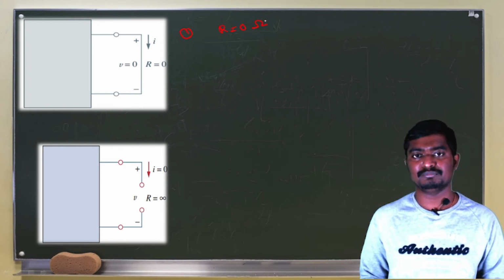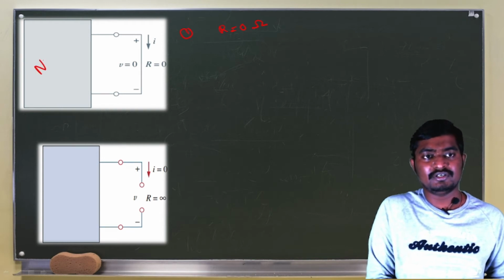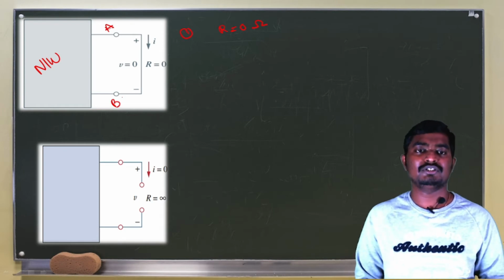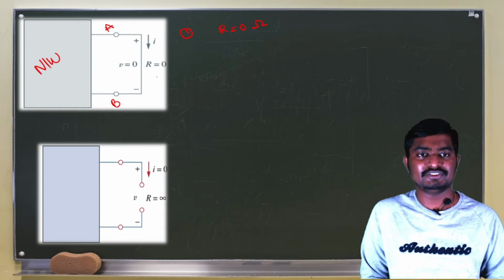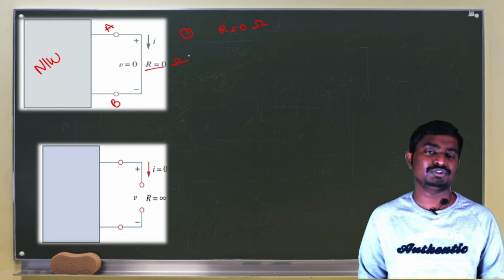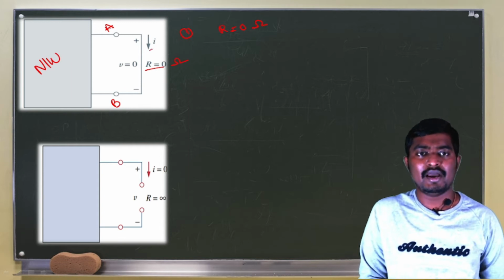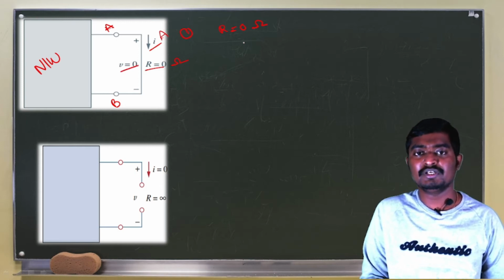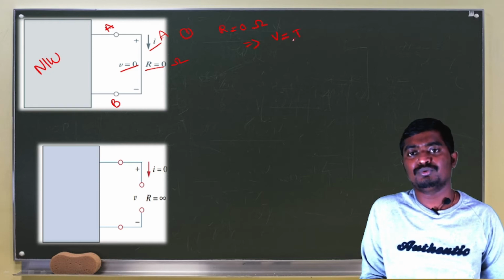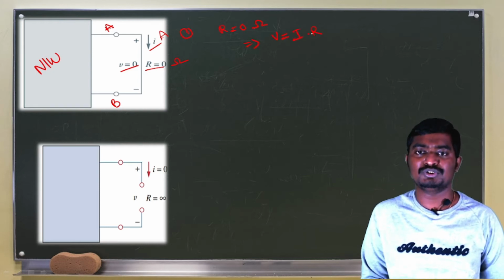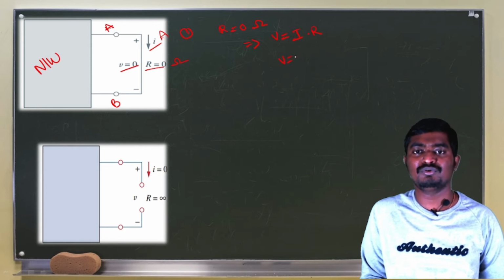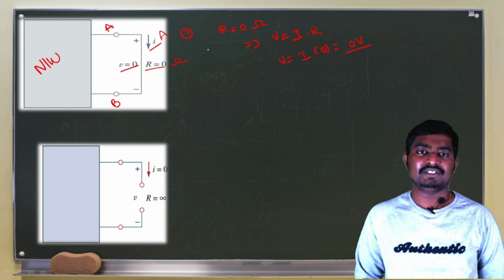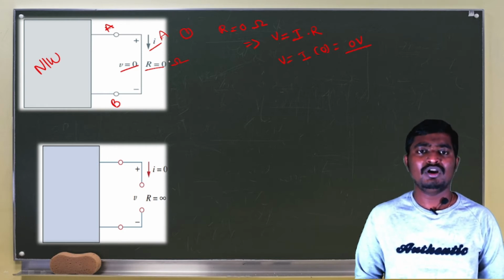Thus current is maximum. Let us consider a network. This is the network and its output terminals are A and B. Across the output terminals, I am connecting an element with resistance R equal to 0 ohms. Current flowing through the element is I ampere and voltage across the element is 0. How do we get 0? As per Ohm's law, V equal to I into R. So when we substitute the value of R in this equation, V equal to I into 0 ohms, so V equal to 0 volts. This means resistance R equal to 0 is called a short circuit.